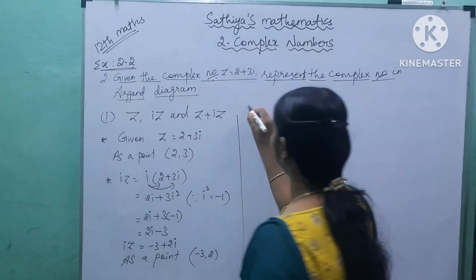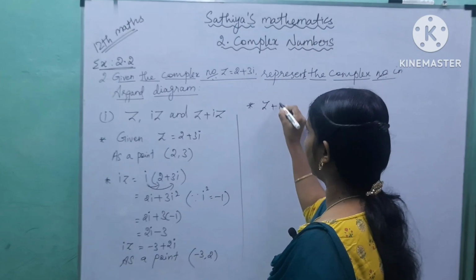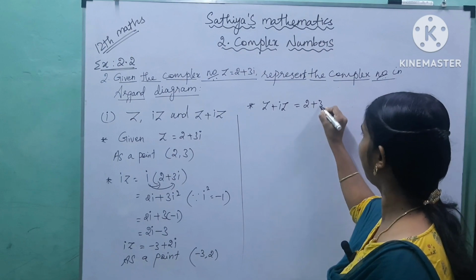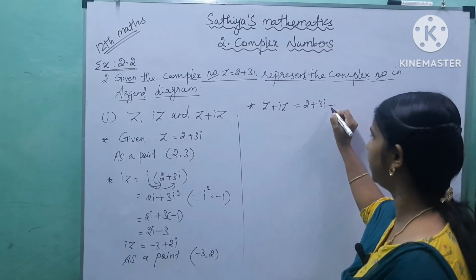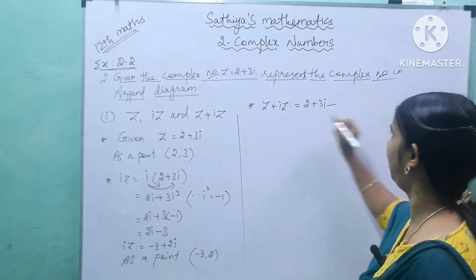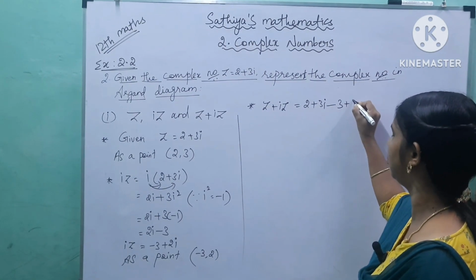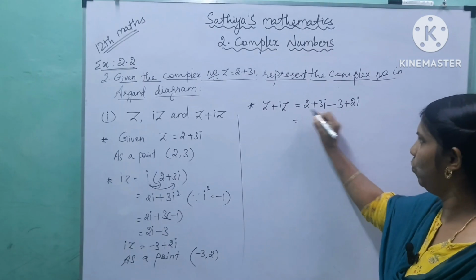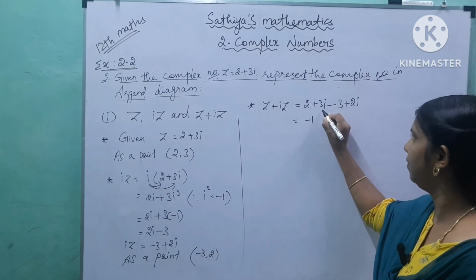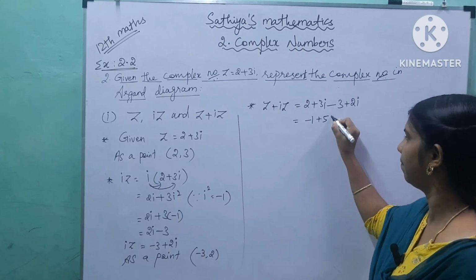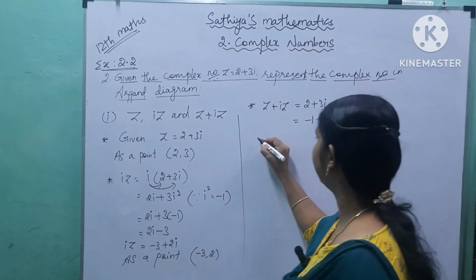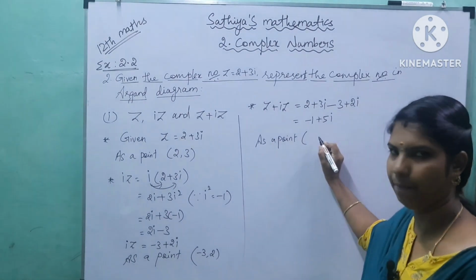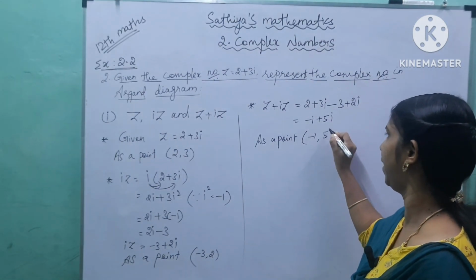Then the third one is z plus iz. z is 2 plus 3i, plus iz is minus 3 plus 2i. So plus into minus, minus 3 plus 2i. So real part with real part, 2 minus 3 is minus 1, and 3i plus 2i is 5i. As a point, this can be represented as minus 1 comma 5.